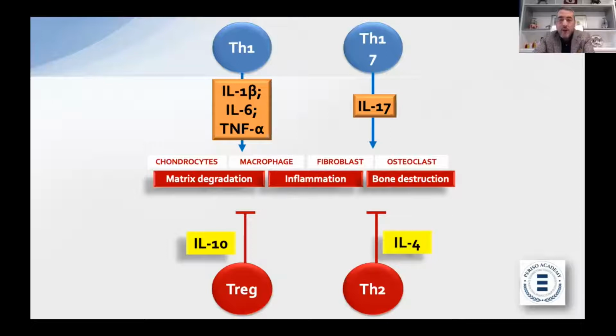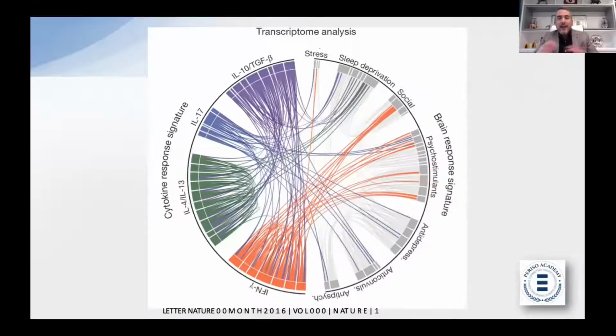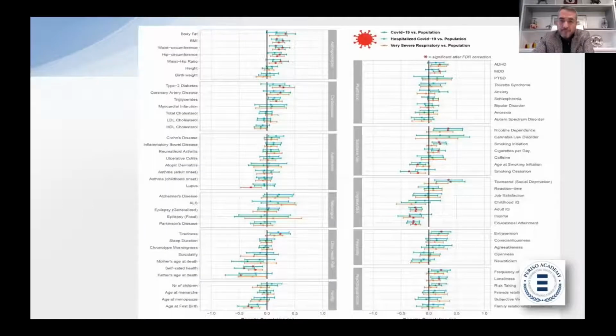Normally the control is interleukin 4 and interleukin 10. In COVID, interleukin 10 is blocked, in the post-COVID phase, not in the acute disease, and this is a big problem. It's important to understand it is not only the interleukin regulation. Really, the transcriptome analysis, the brain response signature, is very important. Other points, such as sleep deprivation, psychostimulants, and antidepressants, are very important, bringing more increase of interleukin 6 and interleukin 17, or no activity of TGF beta. From the observation, patients have a greater possibility of hospitalization or very severe respiratory disease, for example in different diseases.